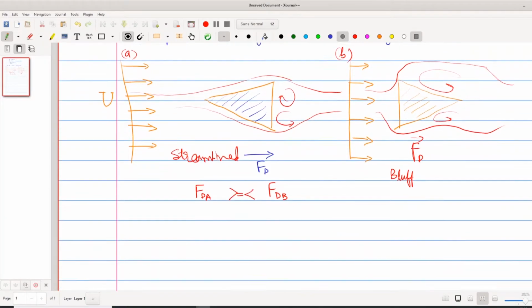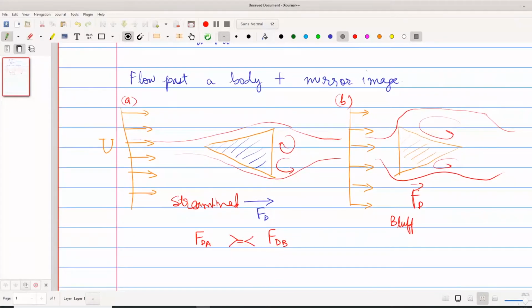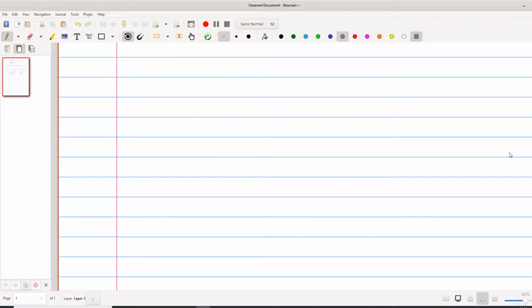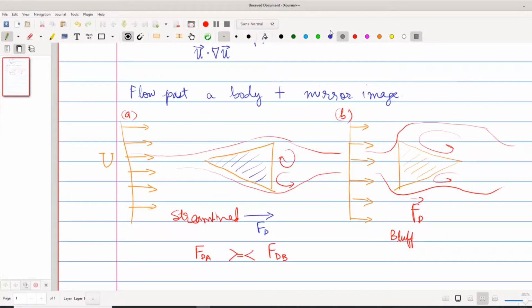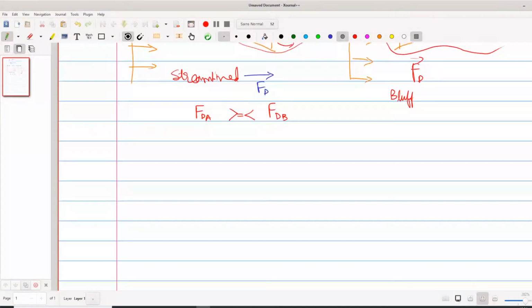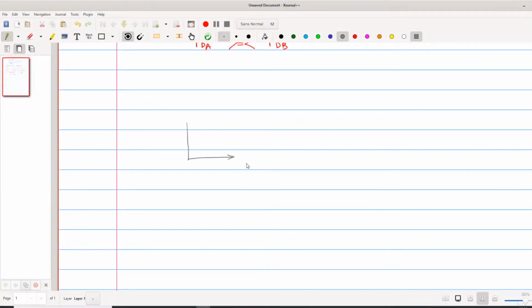However, in the case of low Reynolds number fluid mechanics, this is not necessarily the case. Let us see what happens. Let me just copy this image. Now let me draw it again. Let us say we have a coordinate system like this, x and y, and let's say the body is like this, and the velocity is uniform incoming into the object.